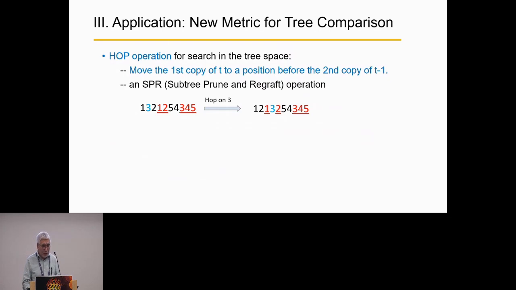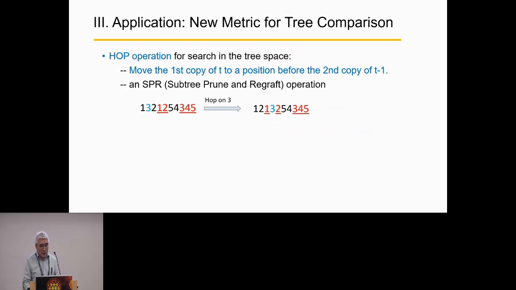First of all, we have this hop operation. Basically, we just move the first copy of a character t to any position before the second copy of t minus 1. We cannot move this beyond the second copy of t minus 1. So actually, this is an SPR operation.